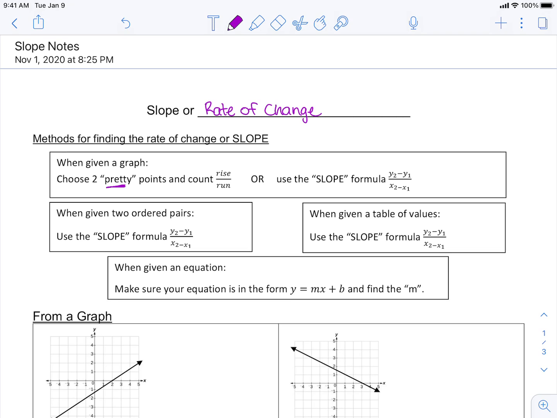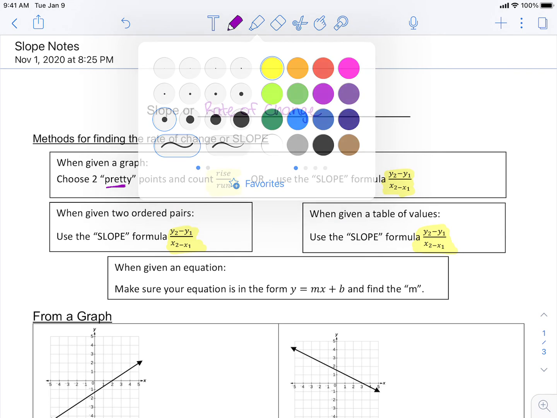Then you count the rise over the run, or use the slope formula, which is y sub 2 minus y sub 1 over x sub 2 minus x sub 1. When you're given two ordered pairs, we just like to use the slope formula, and if we're given a table, it's the same thing as an ordered pair, so again we would use the slope formula. This is an important formula that you need to know. Also you need to know rise over run, because sometimes that might just be easier.